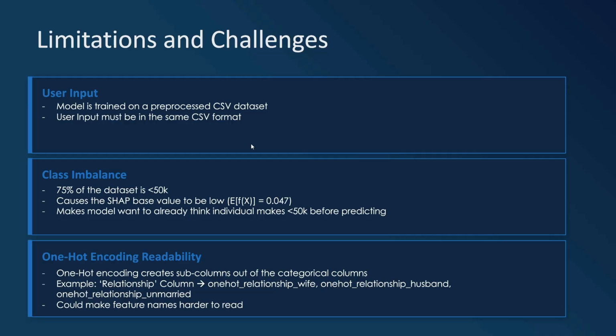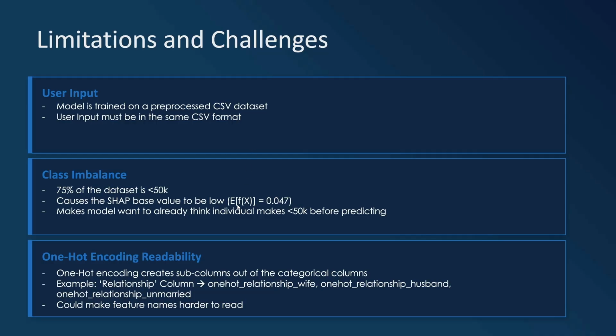In our dataset, there is a large class imbalance. About 75% of the dataset is below 50K. This causes the SHAP base value to be very low, meaning that before the model predicts, it is already thinking that a person is making below 50K. This also makes the model predict those that are under 50K more correctly.